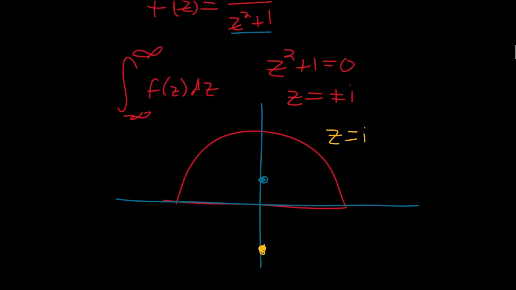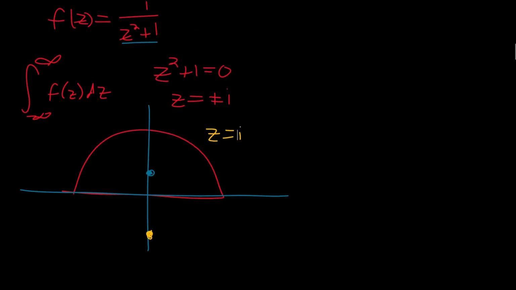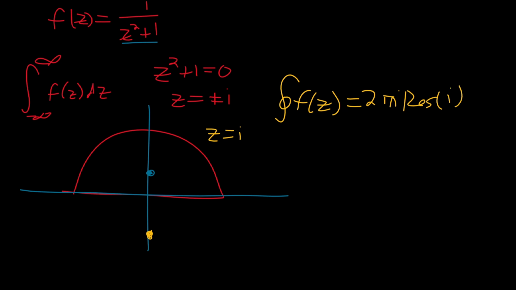So let's now go ahead and evaluate this. We find then that the closed line integral of f of z is, let's actually start with the residues, then we can go on to evaluating the integral. So we have 2 pi i times the sum of our residues, but we only have one residue. So it's just going to be the residue at i.